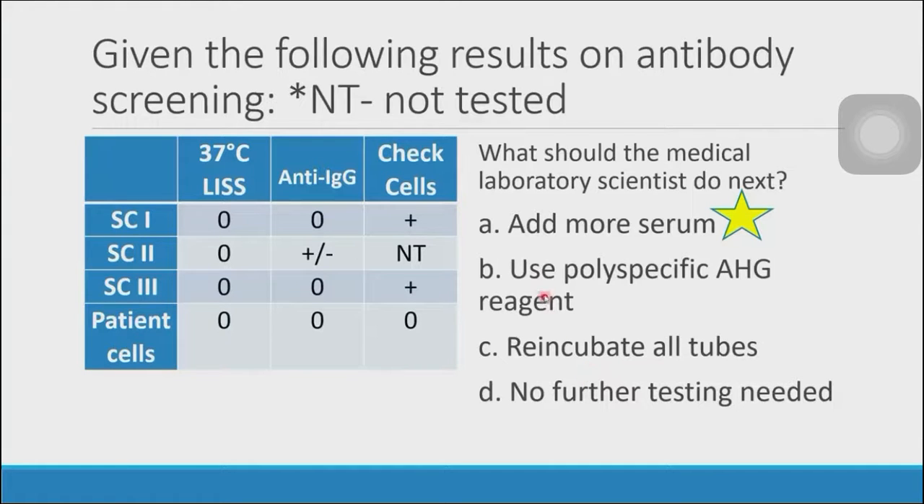Again, if you use the polyspecific AHG reagent, a false positive reaction may occur. So what if add more serum is not among the choices? You can then choose to use polyspecific AHG reagent. But again, our first priority answer here is to add more serum.